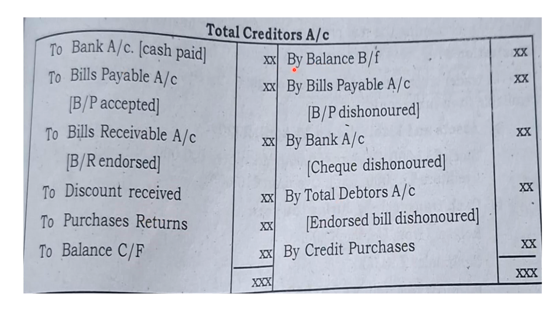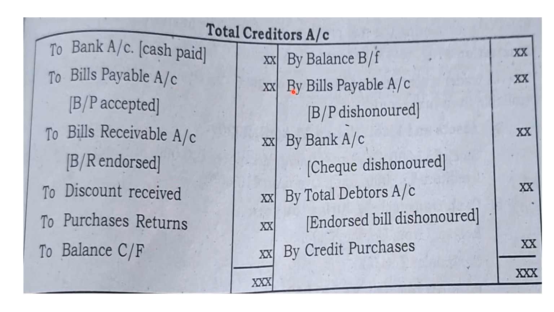Opening creditors is a credit balance. We'll write it in the credit side as by balance brought forward. Then there might be cash paid to creditors. If it is there, you'll write it as to cash or to bank. Next you have bills payable issued or bills payable accepted. In that case it has to be written as to bills payable account.